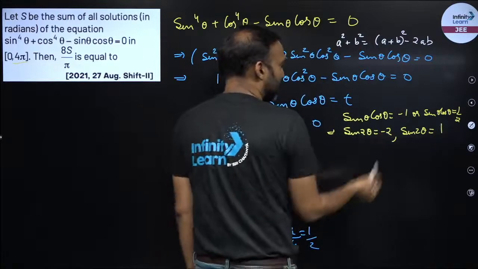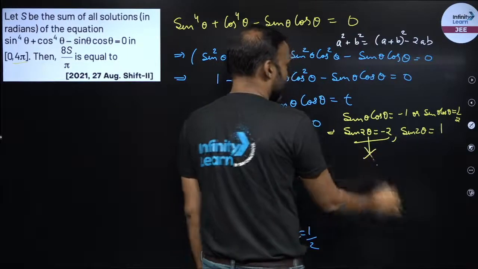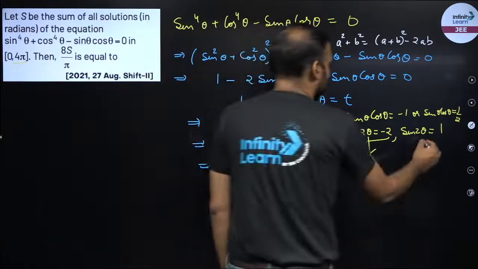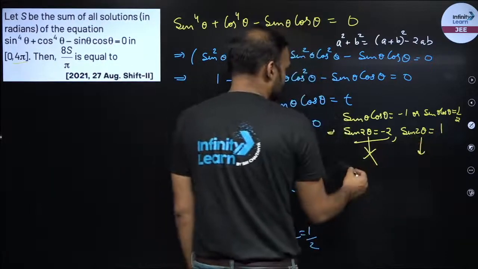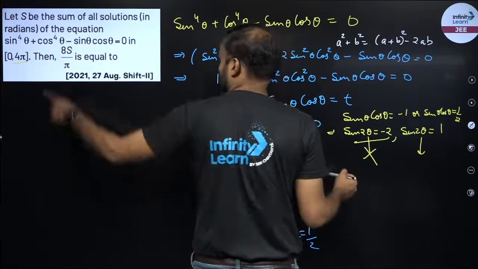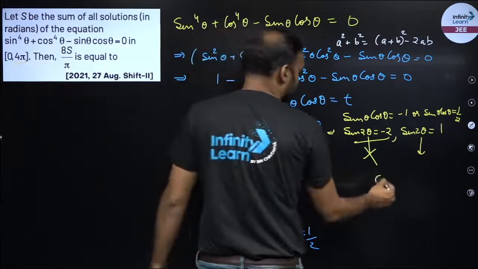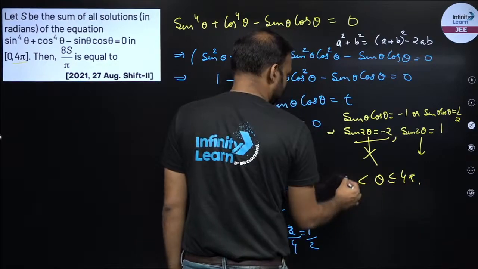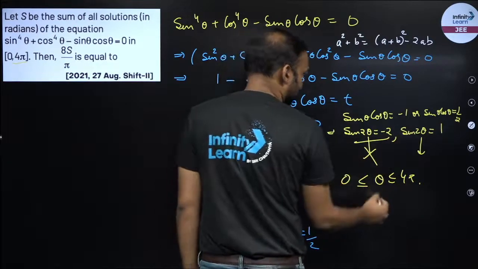So sin 2 theta is equal to 1, and sin 2 theta is equal to minus 2. This will give me no solution because sine of any angle can never be minus 2. So I have sin 2 theta is equal to 1. Where does theta go? Theta is going from 0 to 4 pi, both inclusive. So multiply with 2 theta.